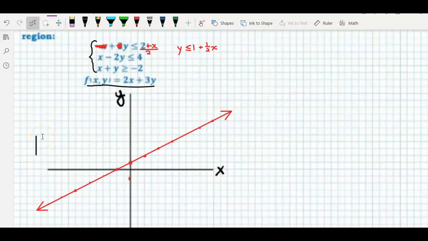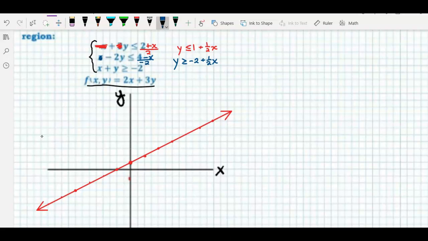Alright, there's our first line. The next one, I'm going to subtract x from both sides to move my x over and divide by negative 2. So then I get y is greater than, remember we're dividing by a negative, so I have to flip my symbol, negative 2 plus 1/2 x.